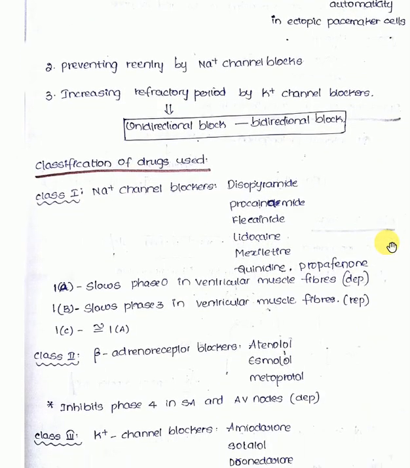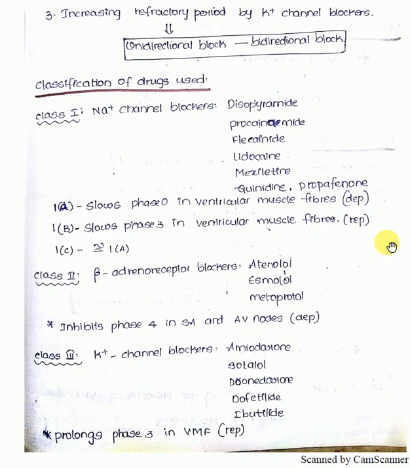So what are the drugs used in case of antiarrhythmia? Class 1: sodium channel blockers. Sodium channel blockers are the drugs used to block the sodium channel in phase 0. What are these phases 0, 1, 2, 3, 4? We'll see in later sessions. Examples of sodium channel blockers are disopyramide, procainamide, flecainide, lidocaine, mexiletine, quinidine, and propafenone. In class 1, drugs are classified into 1A, 1B and 1C, based on the area of location of the action they show. We'll see in later sessions.